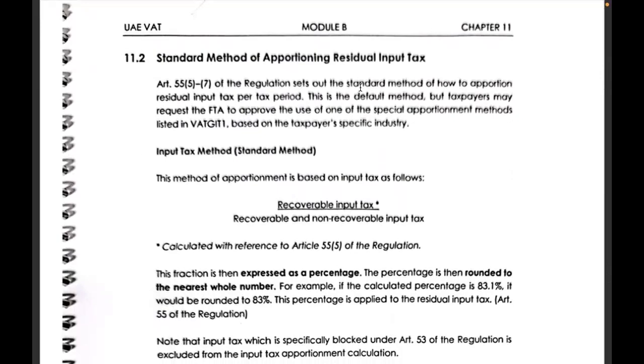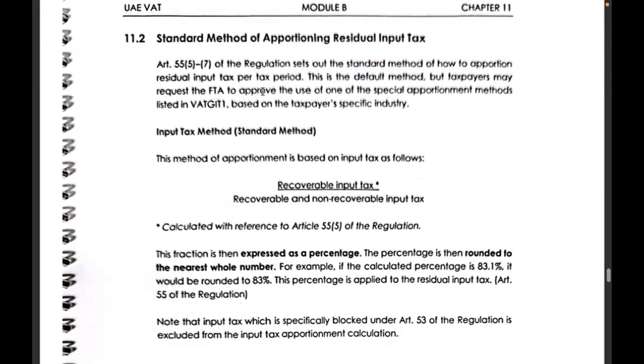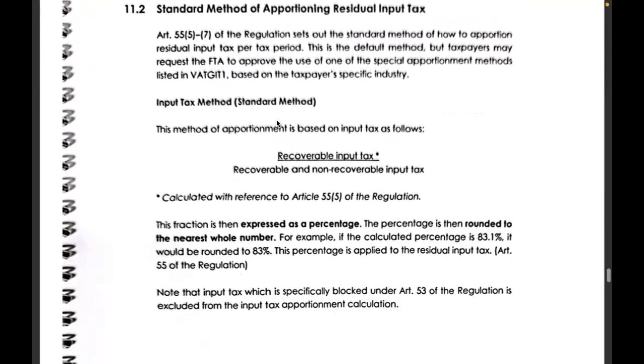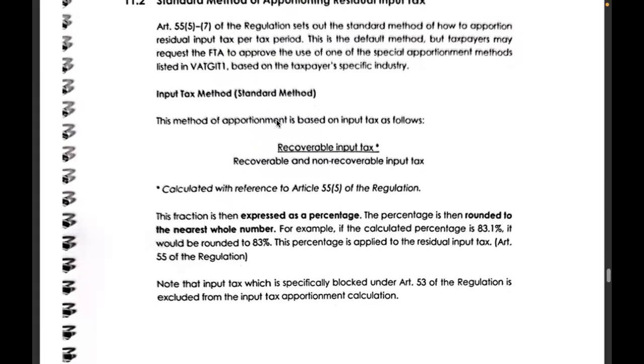It sets out the standard method. What we are about to read is called the standard method of how to apportion residual input tax per tax period. This is the default method. But taxpayers may request the FTA to approve the use of one of the special apportionment methods that is also listed there. We are going to look at those methods later on.